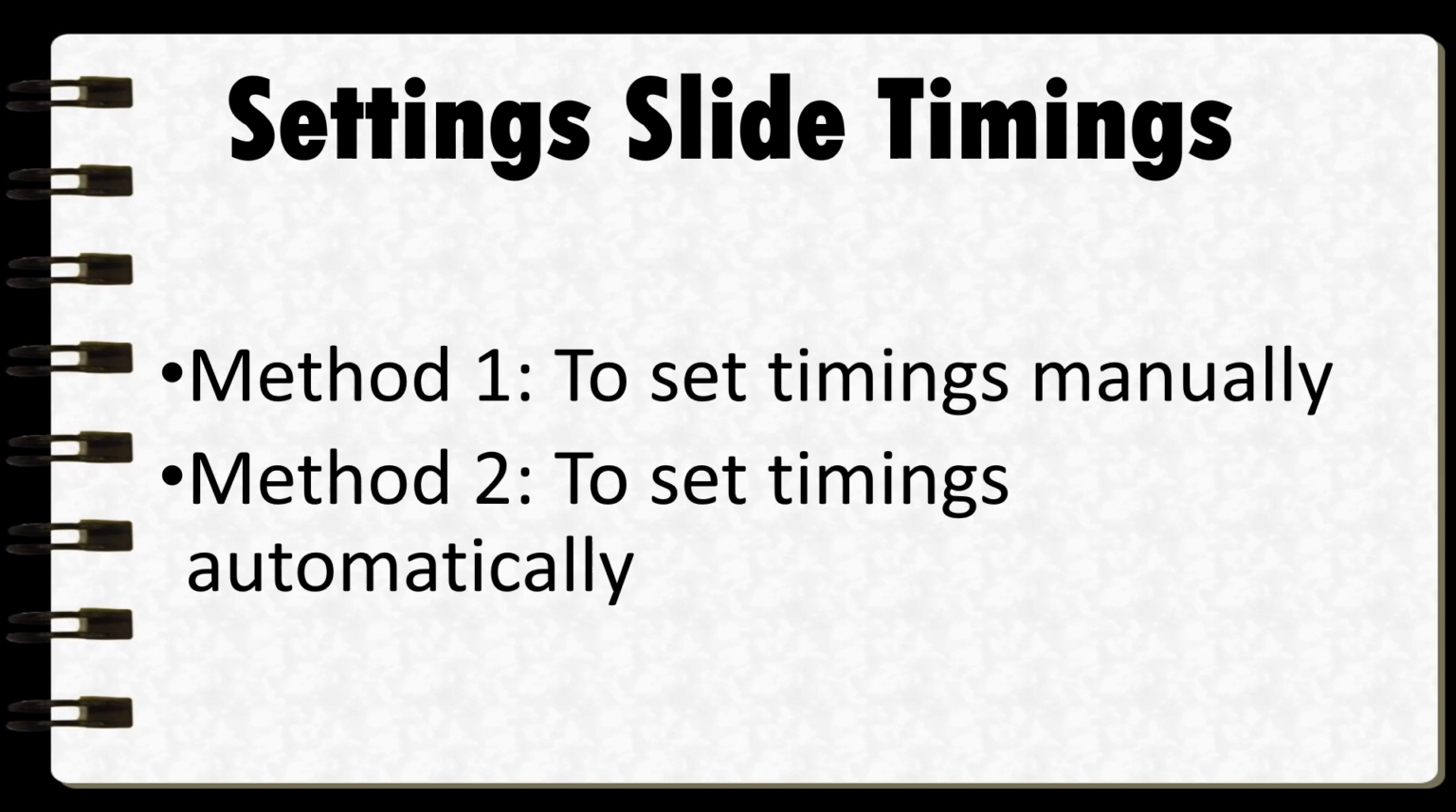Now let's see setting slide timings. A self-running presentation is one in which you don't have to use the mouse or the keyboard to advance the slides. In other words, the slides advance on their own. You can either set the timings for your slides manually or automatically while you rehearse. Next, we will see two methods, that is method 1 to set timings manually and method 2 to set timings automatically. So let's see.